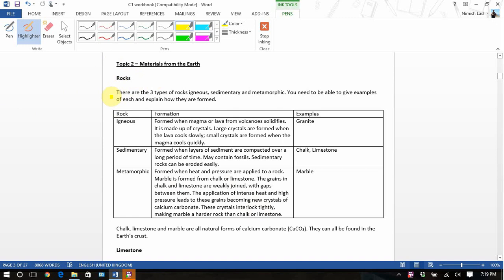Before I get into rocks, there's always questions on this area, mainly about rocks and limestone. So certainly make sure you can do this. And when we get onto balancing equations, it's something that you're going to watch videos on YouTube about and spend a bit of time making sure you can do that.